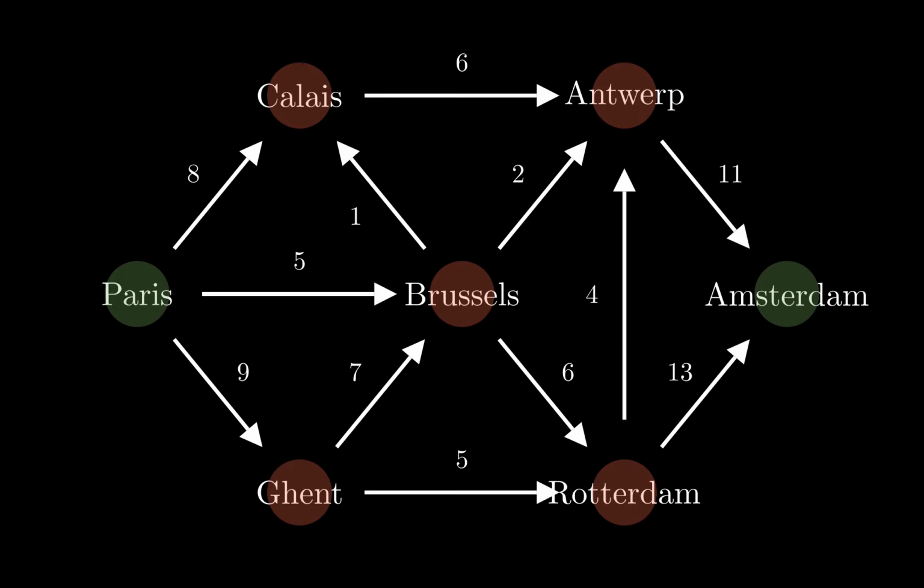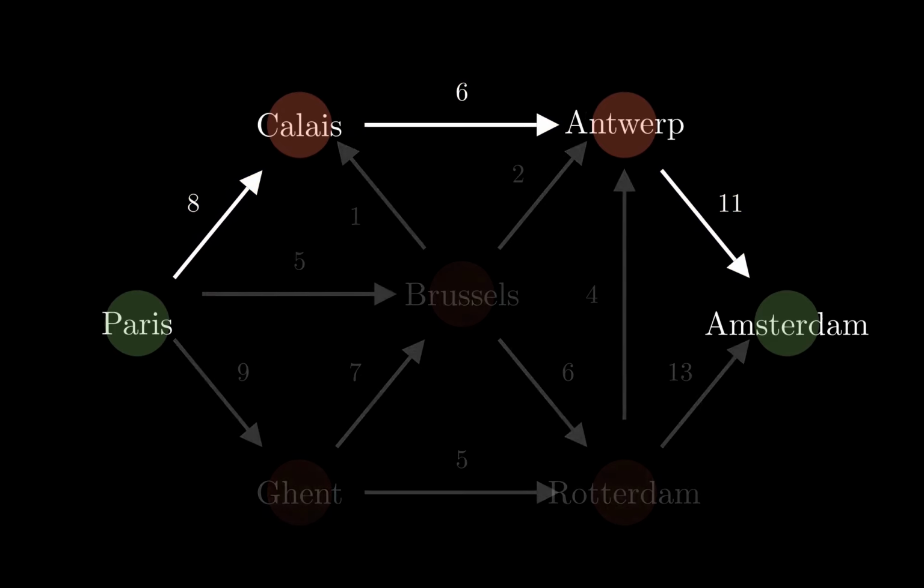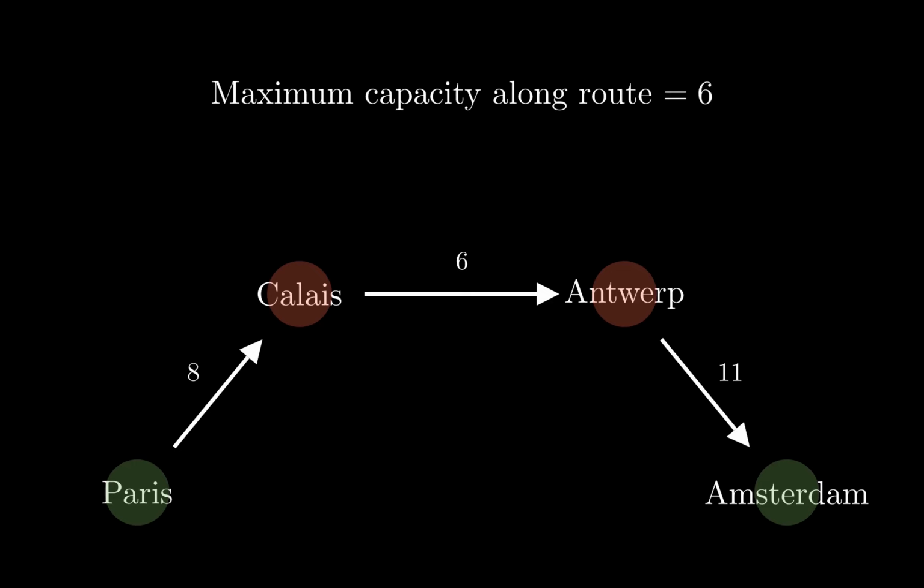If we think about a specific route from the starting city to the ending one, say in this case the journey through Calais and Antwerp, the maximum number of passengers which can travel along that route each day is the minimum of all the train capacities along that route, since the flow of passengers will bottleneck at that leg of the journey. As they say, a train is only as strong as its weakest link.